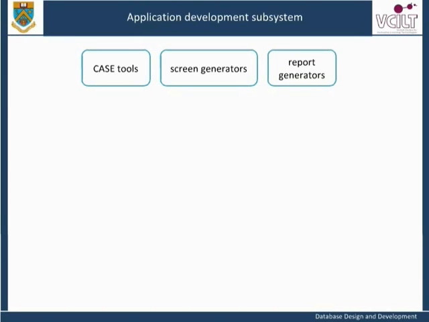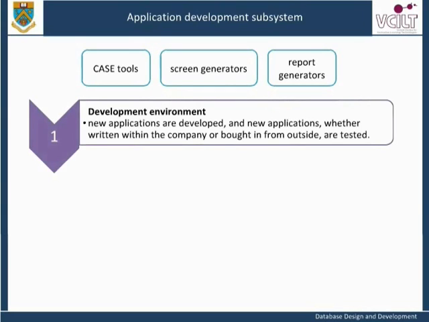In most commercial situations, there will in fact be a number of different database systems operating within a number of different computer environments. By computer environment we mean a set of programs and data made available usually on a particular computer. One such set of database systems, used in a number of medium to large companies, involves the establishment of three different computer environments. The first of these is the development environment, where new applications are developed, and new applications, whether written within the company or bought in from outside, are tested.